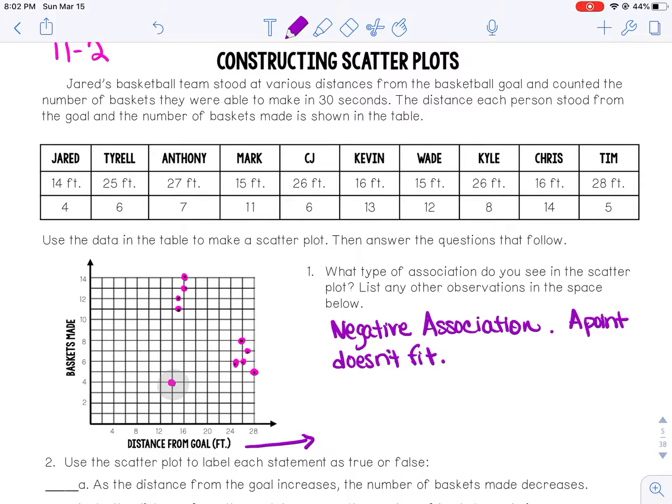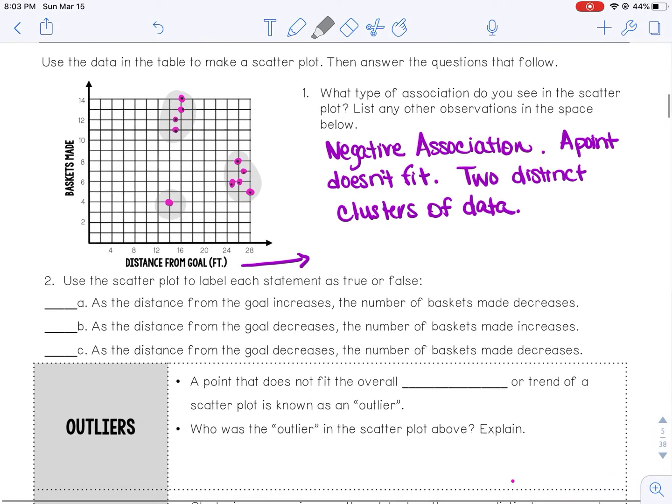We might also see that there are two distinct clusters of data. We've got this cluster of data up here, and we have this cluster of data over here. If we look at the different clusters, the first cluster is around 15, 16 feet from the goal, and there's a pretty high amount of baskets made. The second cluster is further away from the goal and has fewer baskets made. So that's kind of what we're seeing there.